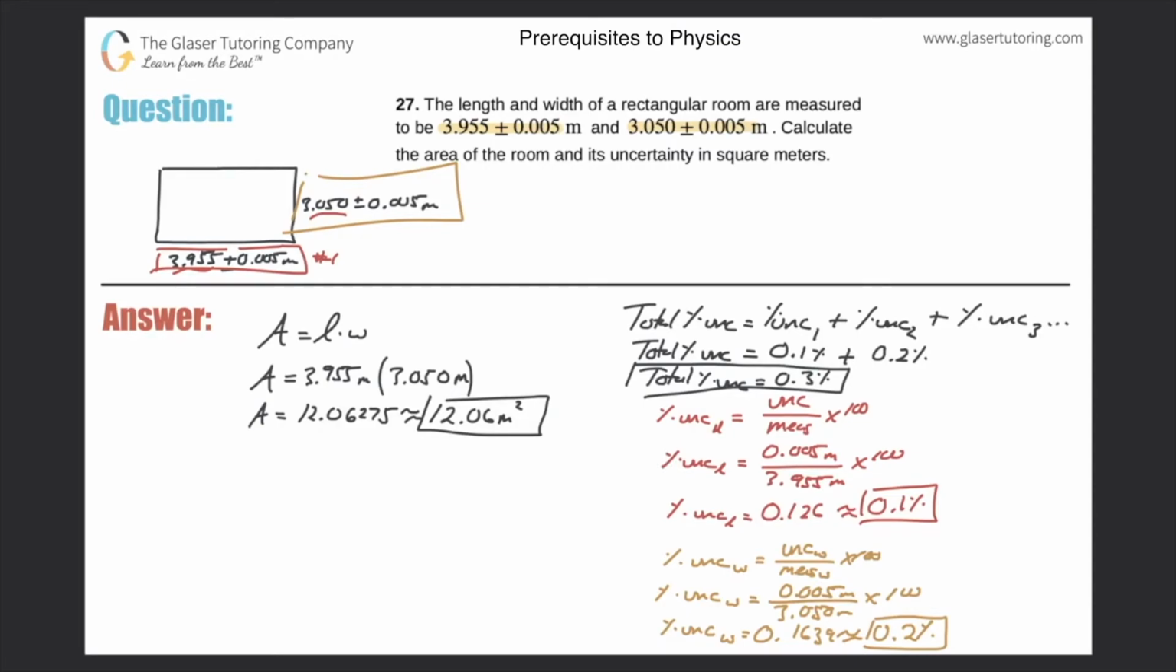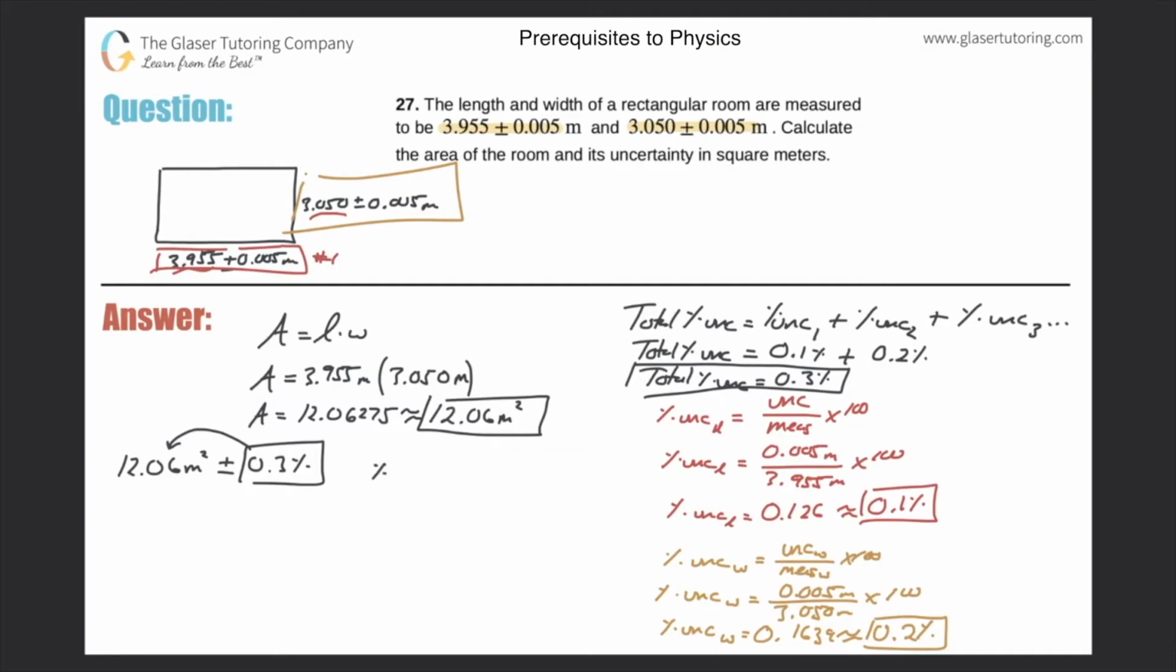Now we can write our area with its associated percent uncertainty. Let's take a look at what that looks like down here on the left. It would be 12.06 meters squared plus or minus 0.3%. Well, 0.3% of what? Well, 0.3% of the measurement. So that would be the answer if they wanted you to calculate the area and its percent uncertainty. But they asked us to calculate the area and the uncertainty, not the percent. So no big deal. All we need to do is another calculation.